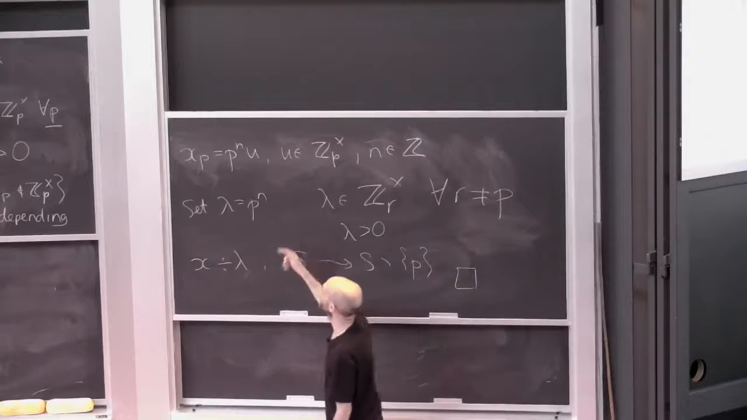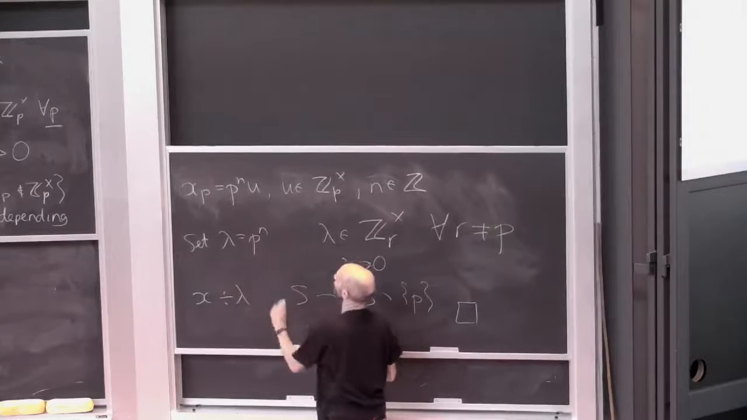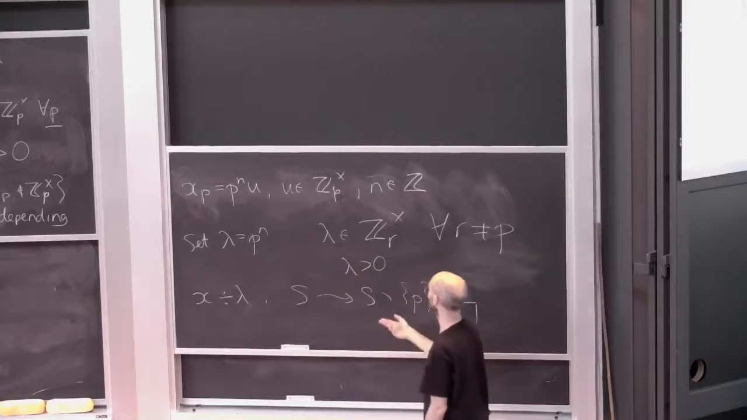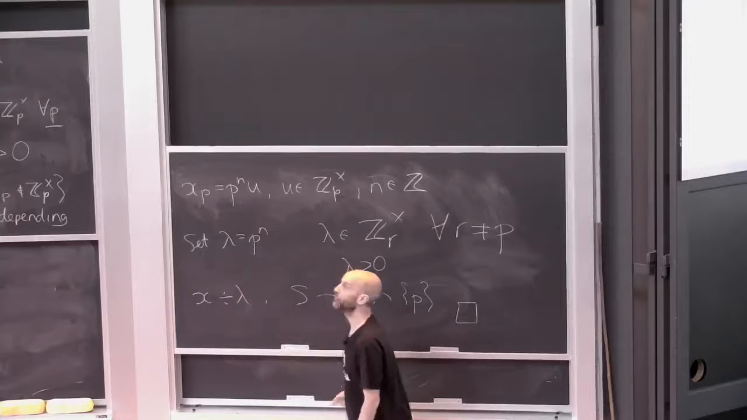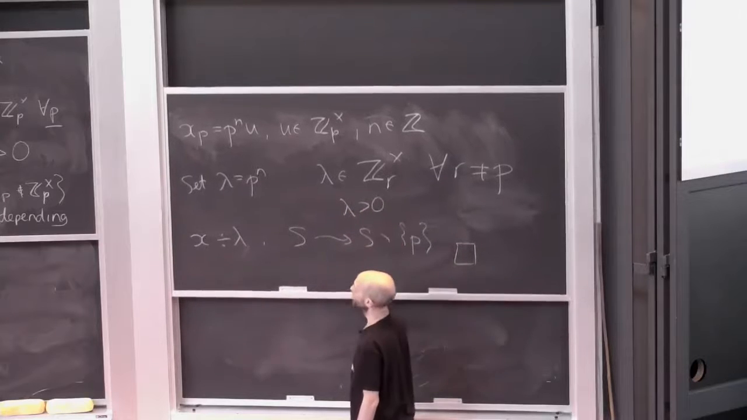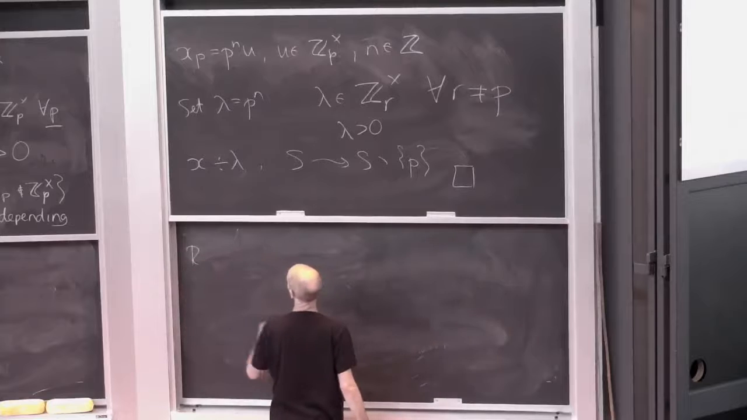But at P, it really changes something, and XP divided by lambda is P to the n times u divided by P to the n, so it's u. So when you do this, it fixes the problem at P without introducing any new problems elsewhere. Okay, so that's the end of the proof.